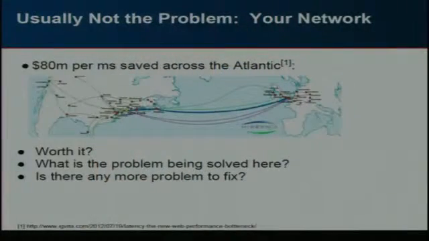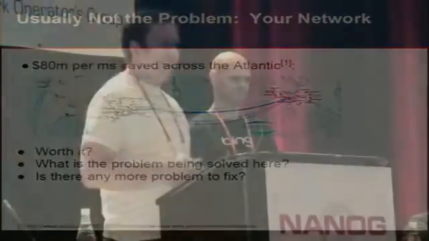We were also discussing some math on this one. Hibernia announced a few years back that they were building this new, shorter route between London and New York, and we just decided to divide the latency into the cost of the route and realized that it was $80 million per millisecond saved across the Atlantic. Is that worth it? Is there some other problem we can fix? Maybe for high-speed trading it's worth it, that seems to be what they think, but for user performance, probably not worth it. Are there any more things we can fix?